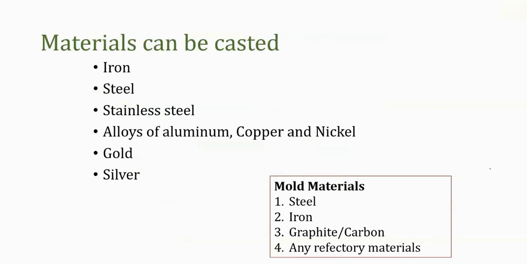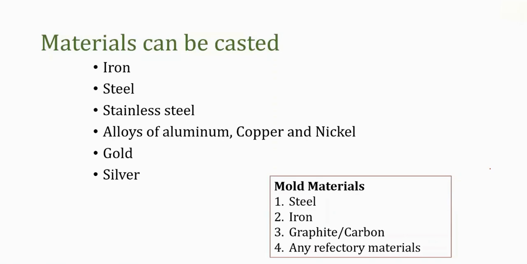These are the materials which can be used in centrifugal casting to produce the parts. They start from iron, steel, stainless steel, and some alloys of aluminum, copper, and nickel. You can also use gold and silver for some jewelry applications, so this centrifugal casting process is also used in jewelry applications.